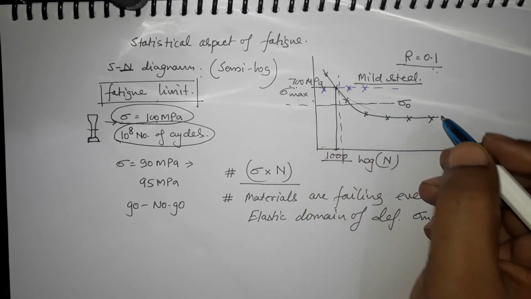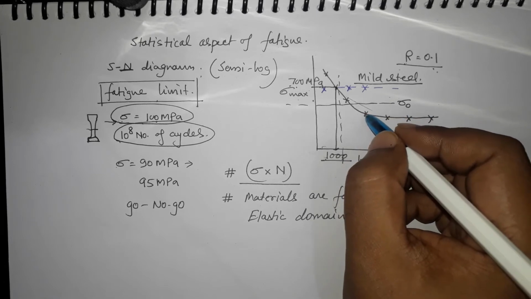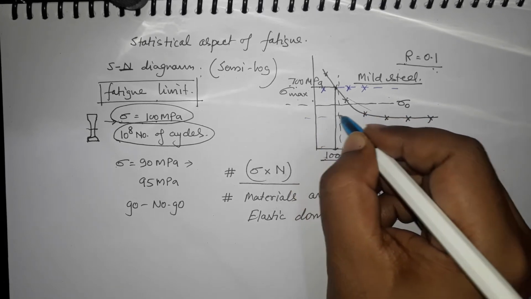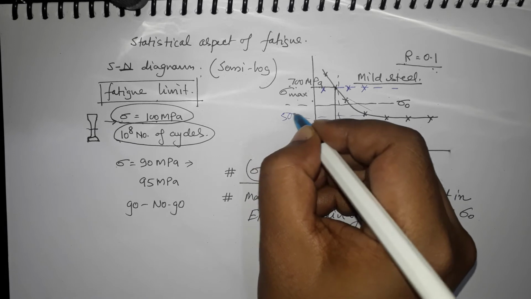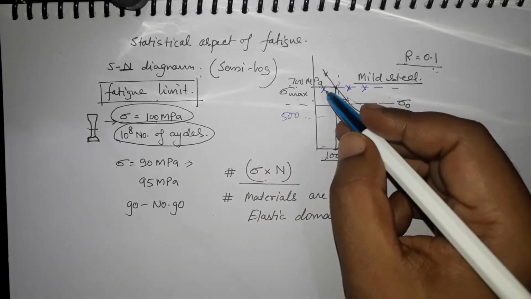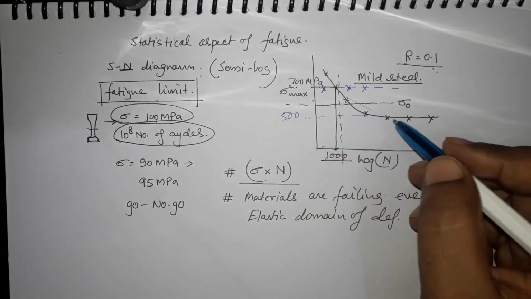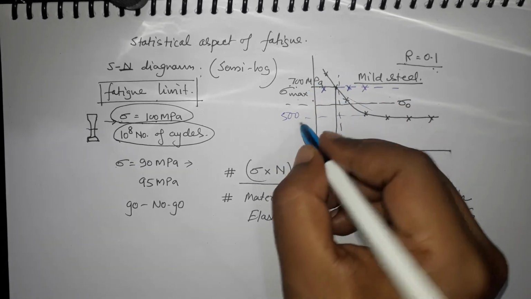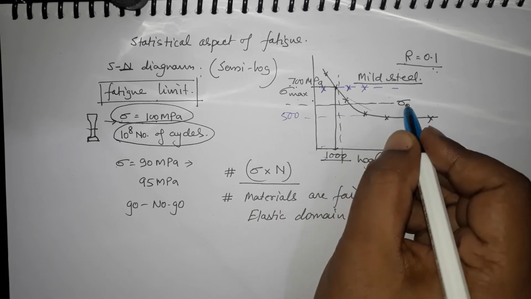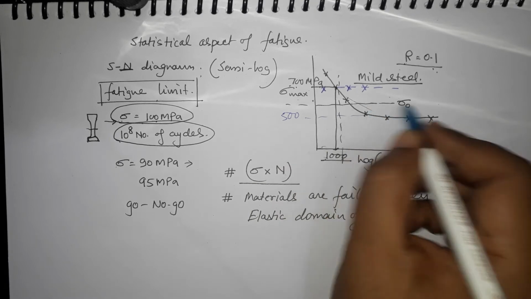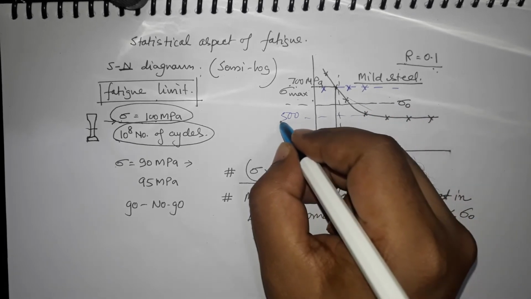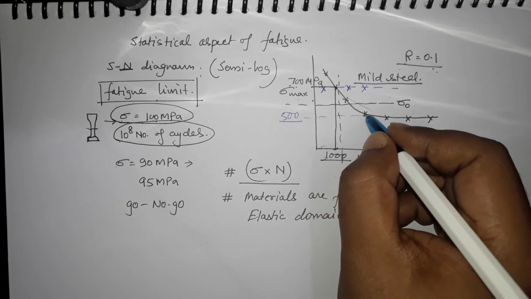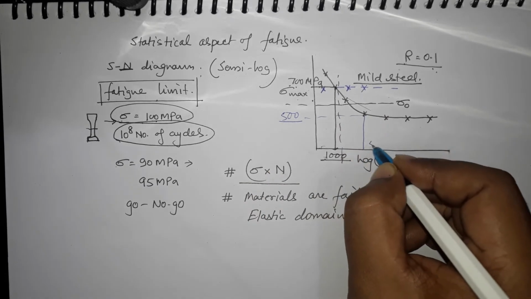Okay. Similarly, let us take this point. So let us say that this is 500 megapascal. So this is not about whether we are in the elastic region of deformation or the plastic region of deformation. It can happen at any point. So let us take here where the stresses are lower than the yield strength. So 500 megapascal, and it takes, let's say, 5000 number of cycles.